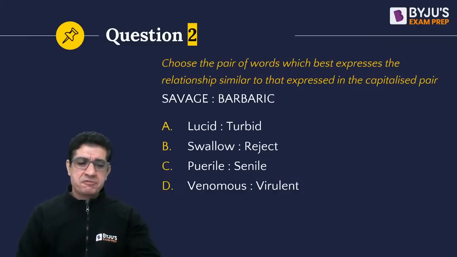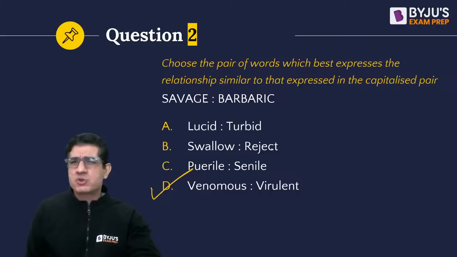Let us see if Anmol, Abhirami, and Sonali are also choosing D, and that's absolutely correct because savage and barbaric are both synonyms. And if I look at the answer choices, D is the only pair that gives us synonyms. Everybody has managed to get this right. If there is anything else that you want to ask here, please ask.